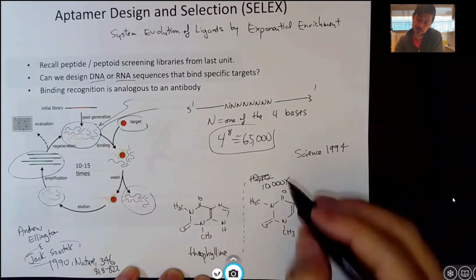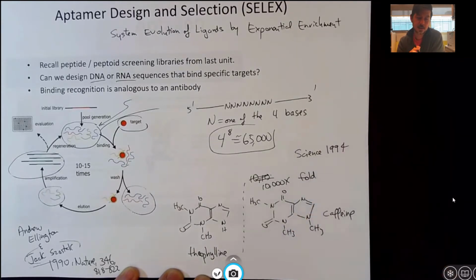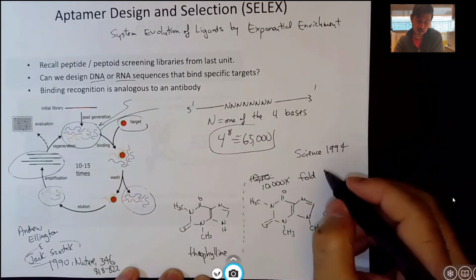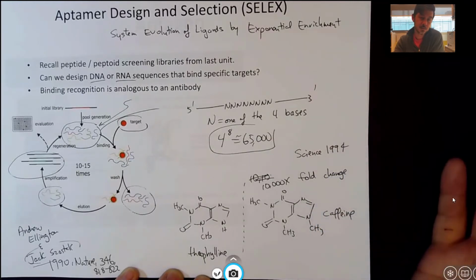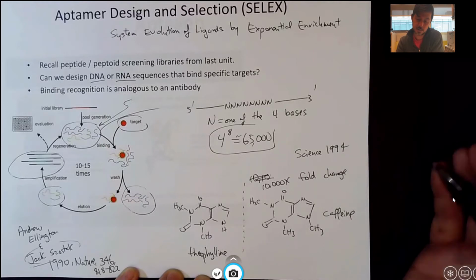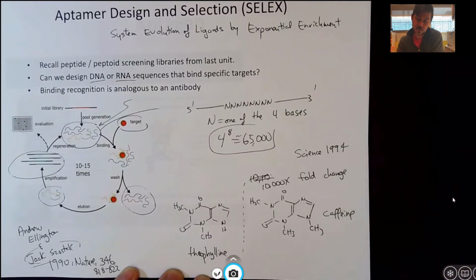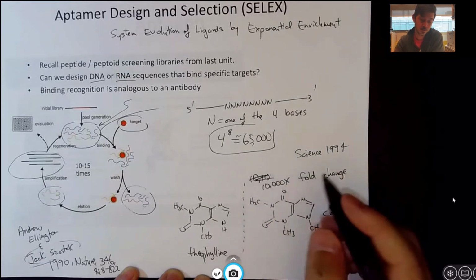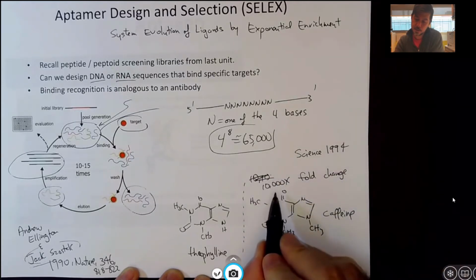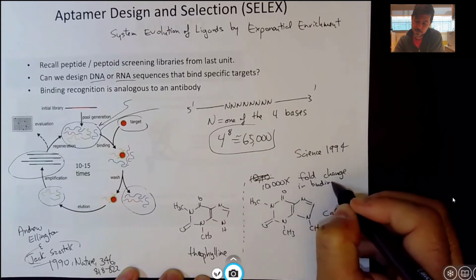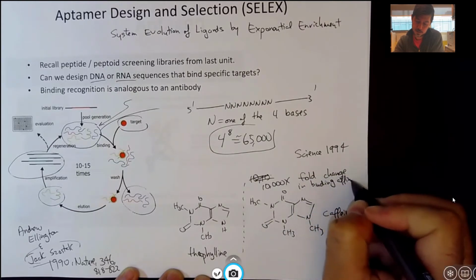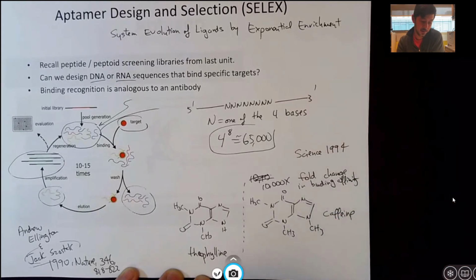So you can actually use this to detect small changes in structure, and this could be very important for metabolites and biosensing applications, if you're trying to determine not just small molecules, but any small structural changes, perhaps in large biomacromolecules. So a 10,000-fold change in binding affinity for caffeine compared to theophylline.